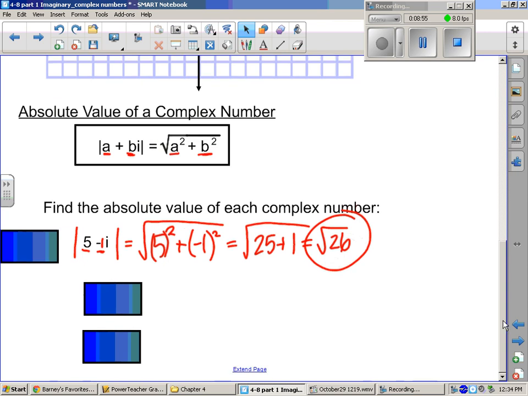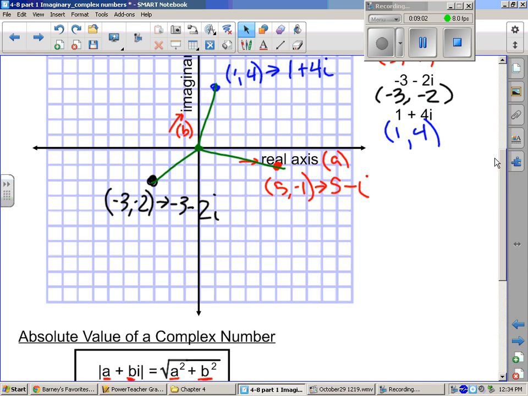Okay? That is also representing the distance from 0 to that point, which we had here. The length of that would be the same as the square root of 26.